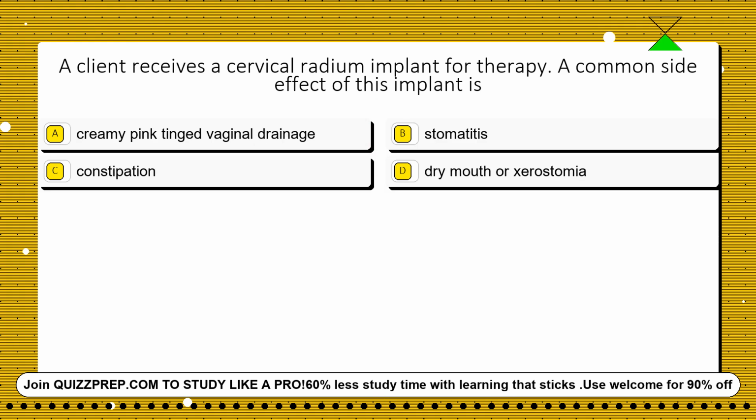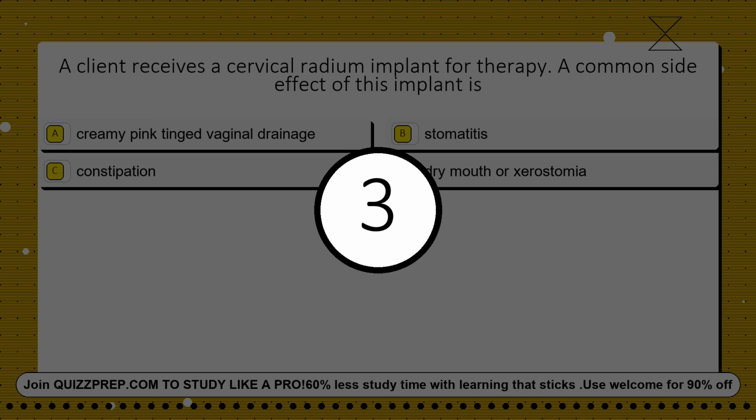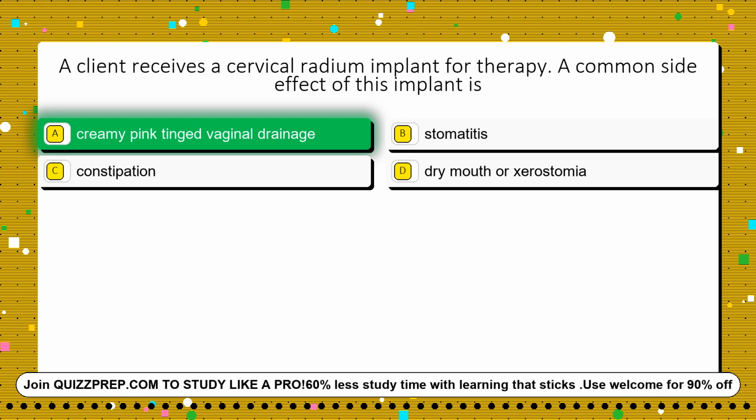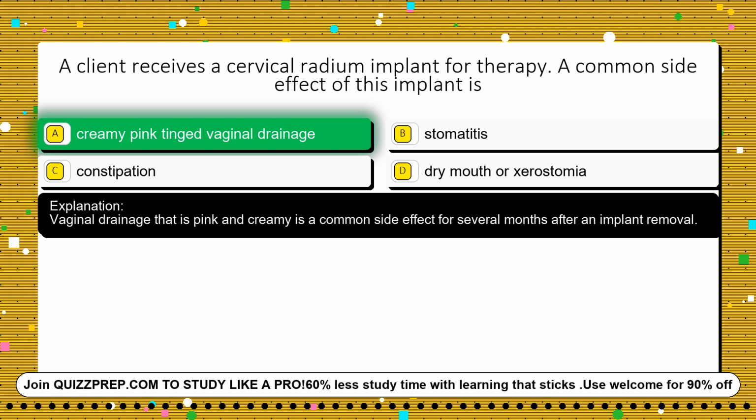Question 96. A client receives a cervical radium implant for therapy. A common side effect of this implant is Option A, a creamy pink tinged vaginal drainage. Option B, stomatitis. Option C, constipation. Option D, a dry mouth or xerostomia. The correct answer is option A, creamy pink tinged vaginal drainage. Vaginal drainage that is pink and creamy is a common side effect for several months after an implant removal.